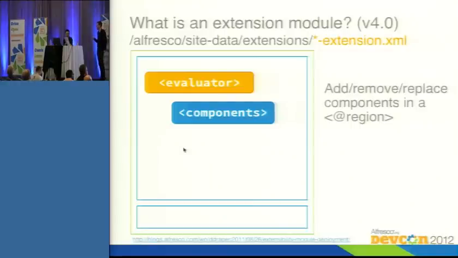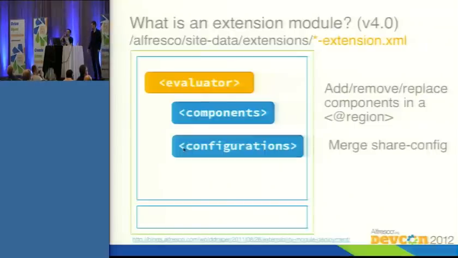Inside the components section, you can add, remove and replace components inside a region on a page. In the configurations section, you can specify just the usual kind of config that you would place in your share config custom XML file. But if you place it in the share config custom XML file, it will always be used. If you place it inside the configuration section, it will only be used when your evaluator returns true. So that's going to be heavily used in a couple of minutes.